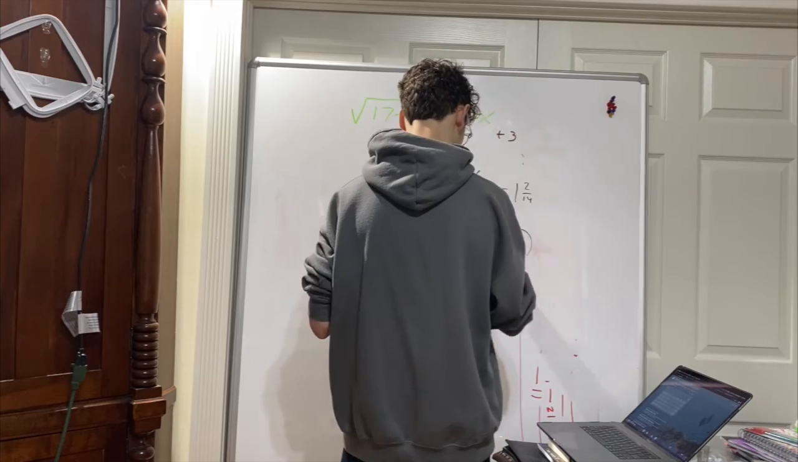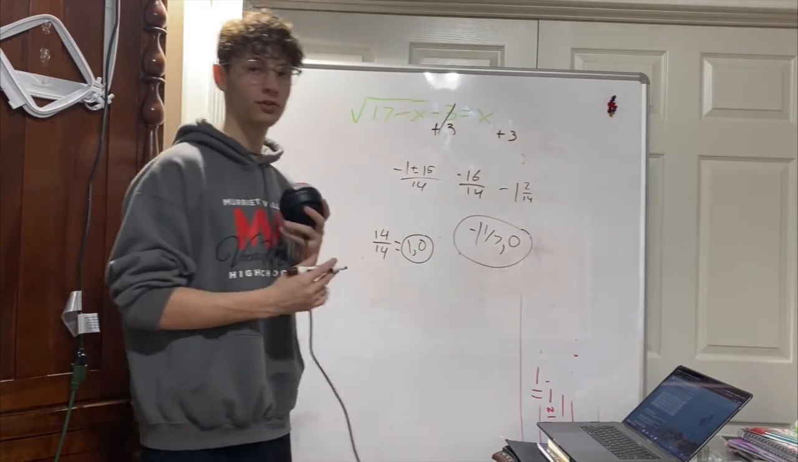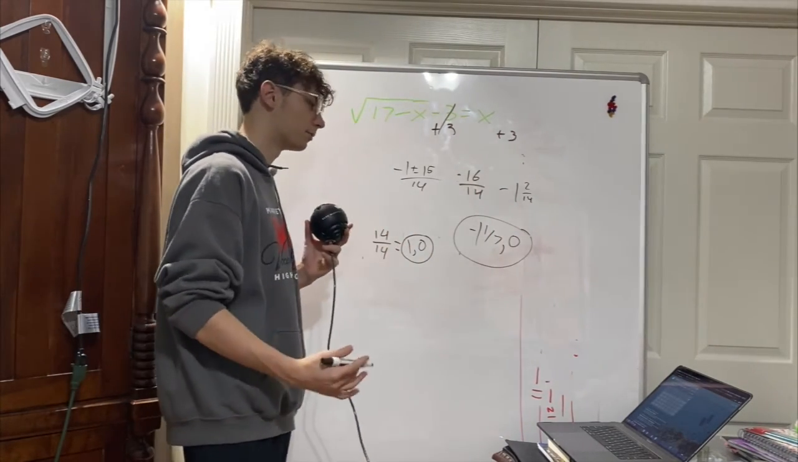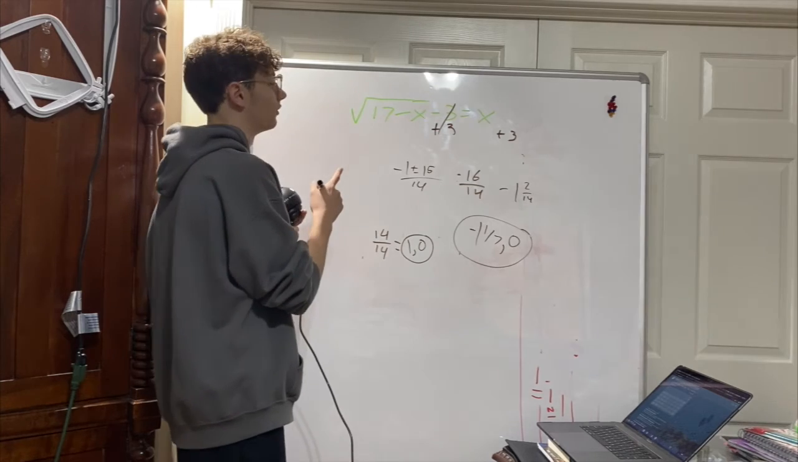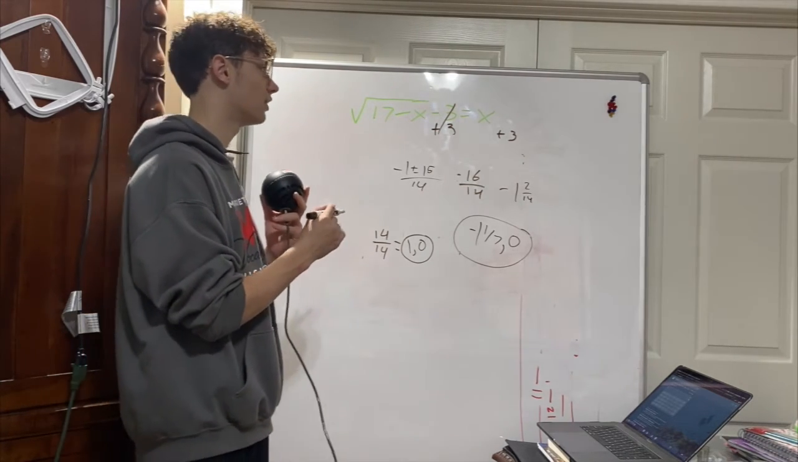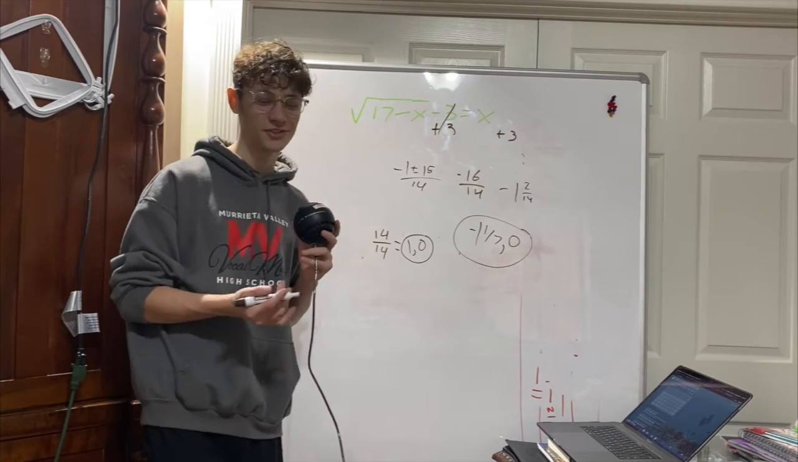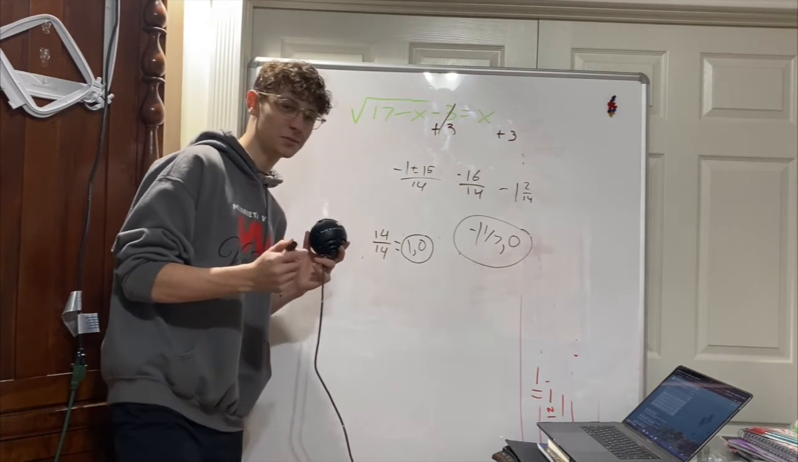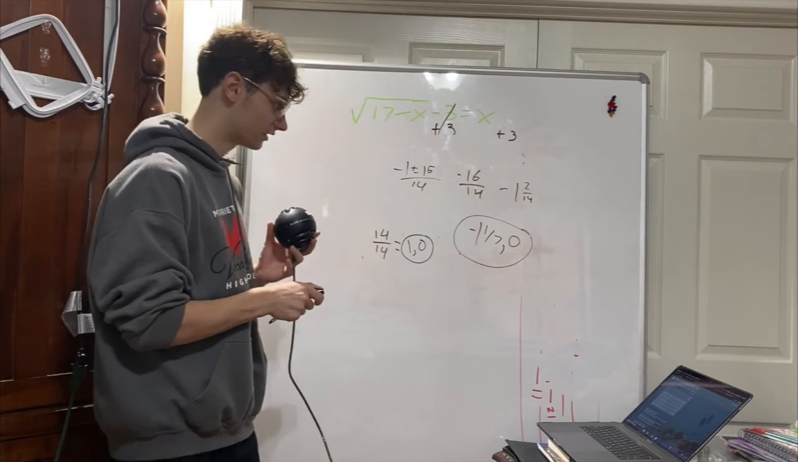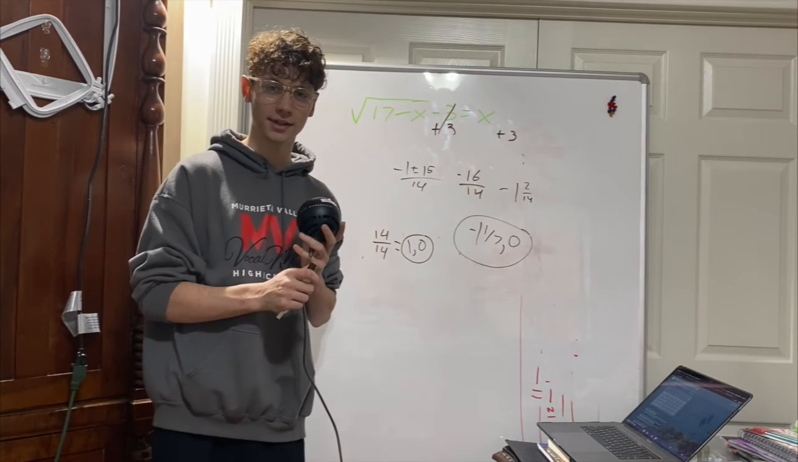Those are your 2 solutions for the problem, the square root of 17 minus x minus 3 equals x. I hope this helps you. If it doesn't, leave a comment. I'll try to explain it as best I can.